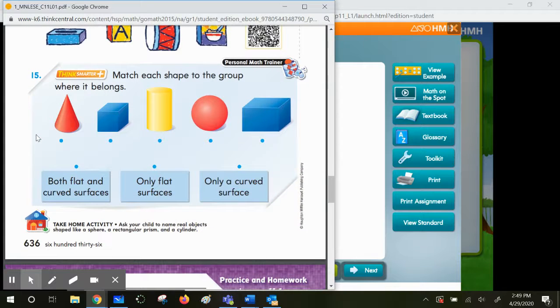Number 15, match each shape to the group where it belongs. So if you'll read, this says both flat and curved surfaces. So you would look up here at the cone and draw a line if it comes here for both flat and curved surfaces. If it doesn't, draw a line here for only flat surfaces. And if it doesn't fit there, draw a line here for only a curved surface. You're going to go through each of these shapes and do the same thing.